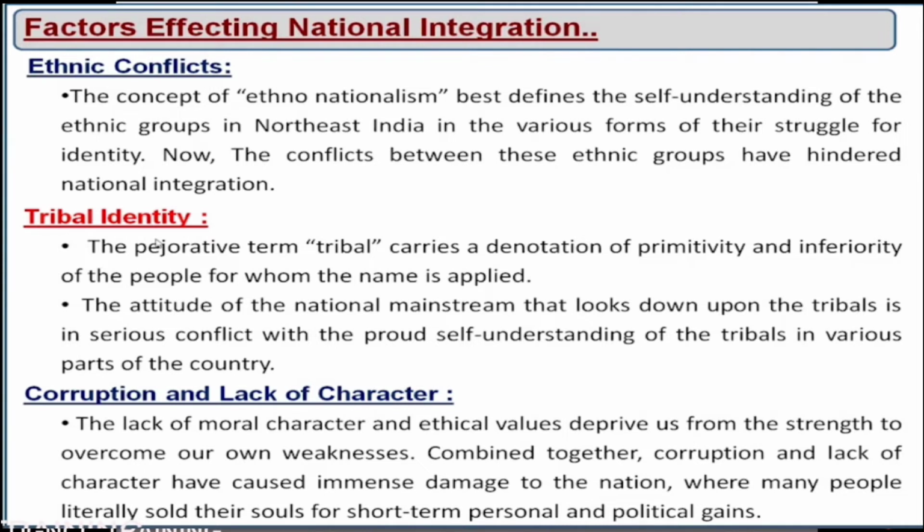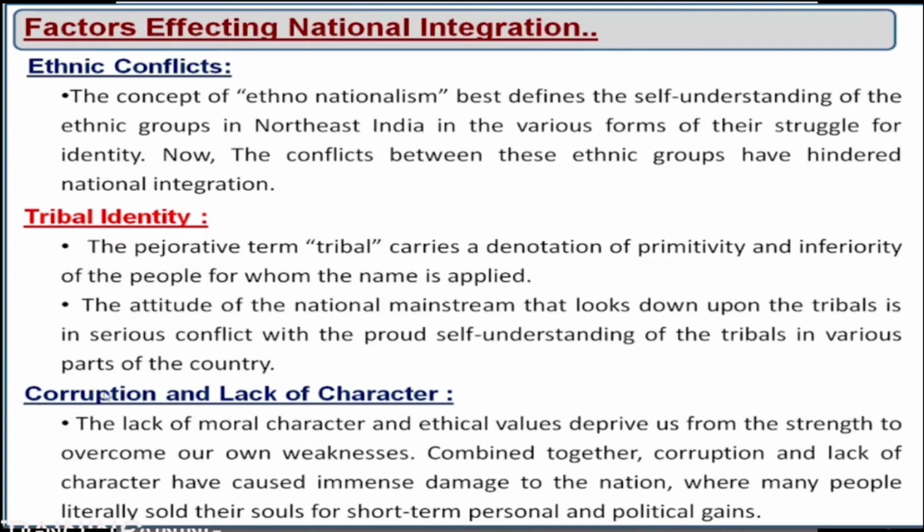Tribal identity. The pejorative or negative term tribal carries a denotation of primitivity and inferiority of the people for whom the name is applied. The attitude of the national mainstream that looks down upon the tribals is in serious conflict with the proud self-understanding of the tribals in various parts of the country. Such a pride is exhibited in their ethno-national feeling.